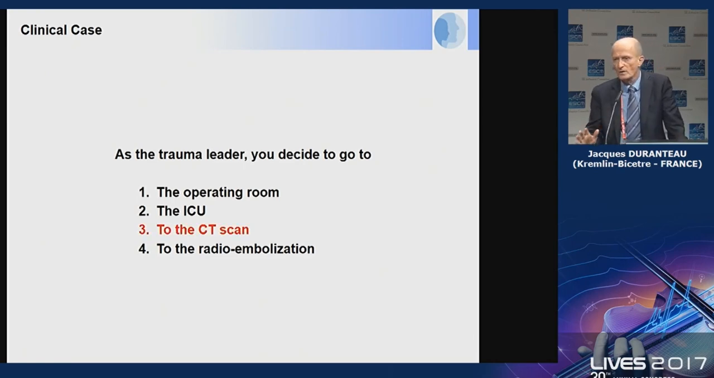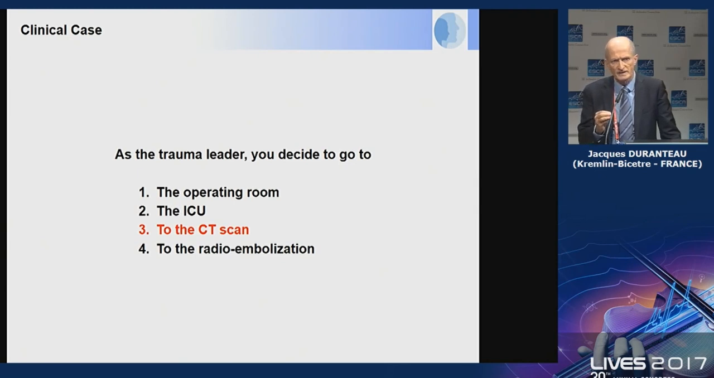So what we did is to go to the CT scan. The discussion is, the patient is unstable, so the option of going directly to the operating room is really a possibility, because you have blood in the abdomen, the patient is unstable, and the response to fluid and norepinephrine is not so evident. So really it could be an indication.